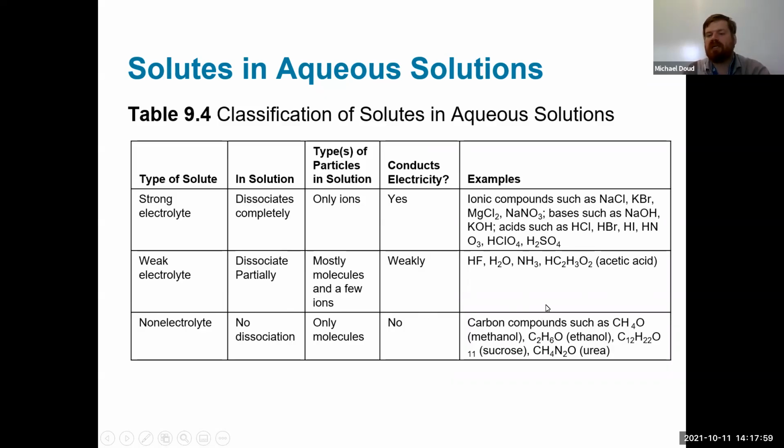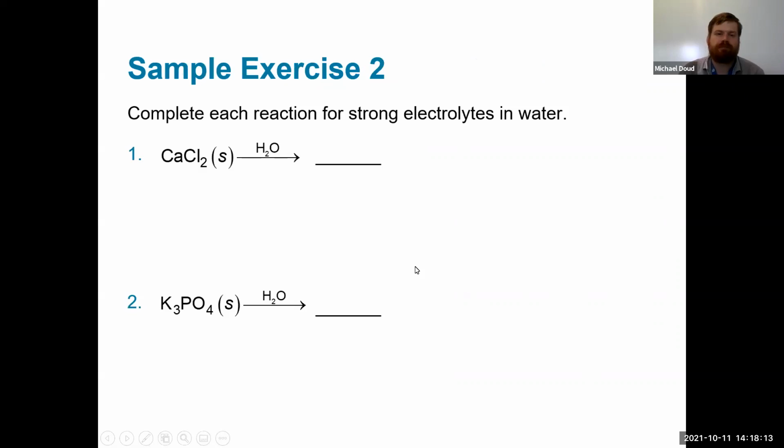Any compounds that contain carbon, like alcohols, for example methanol and ethanol, are examples. Sugar is a good example of this, and urea is a good example of this. Those are all examples of non-electrolytes in solution.